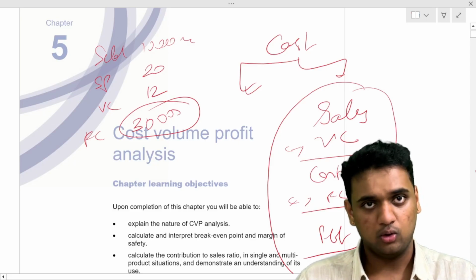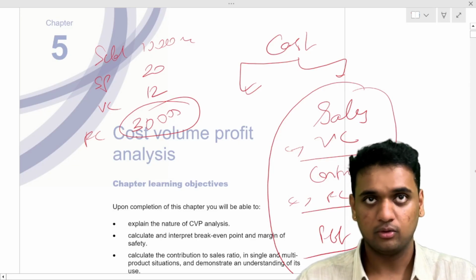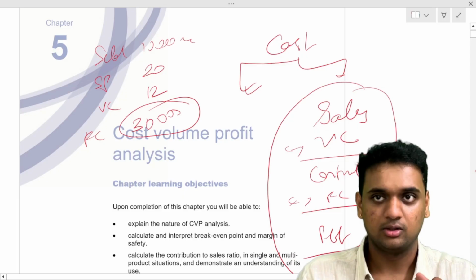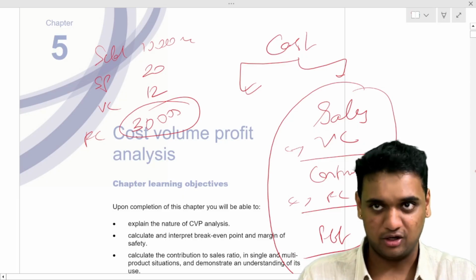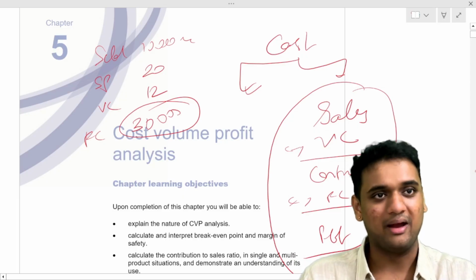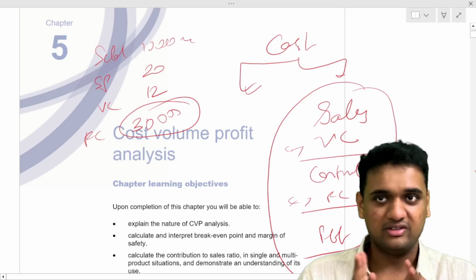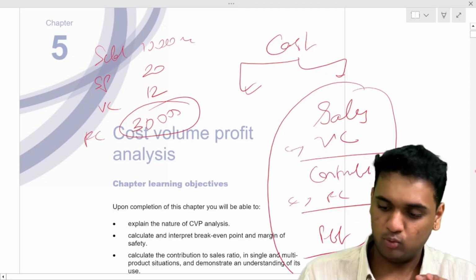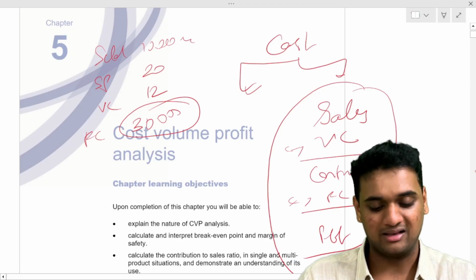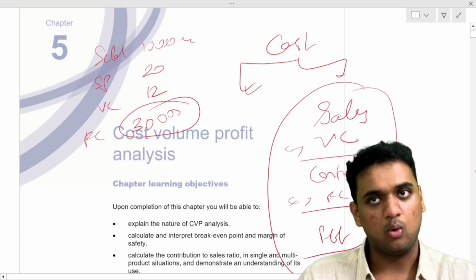Now, let's see a small formula. So before that, tell me this format once. Sales minus variable cost is contribution, contribution minus fixed cost will give you profit. Now we will see a formula. I want to start a business. I'm going and asking my parents for 1 lakh rupees.